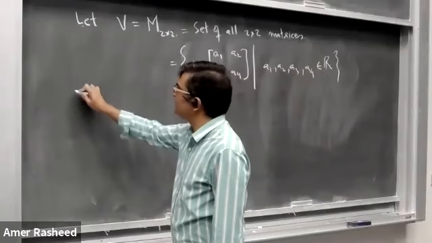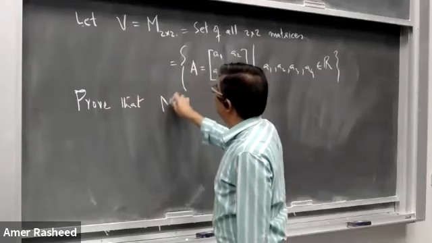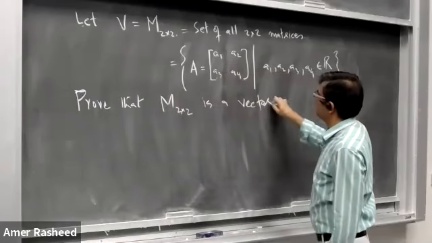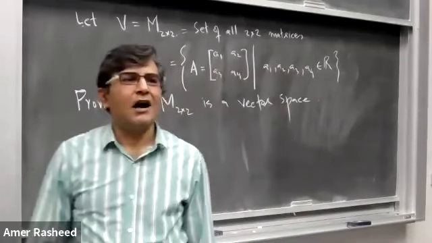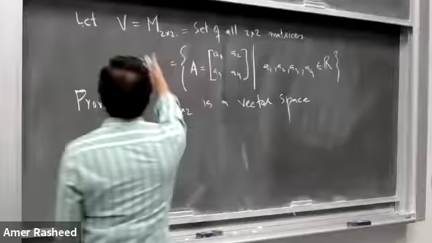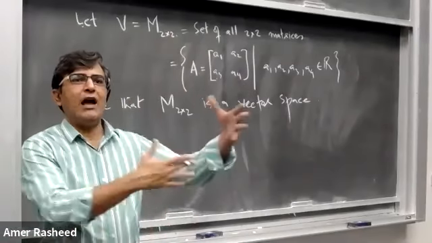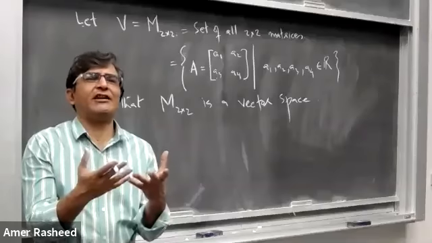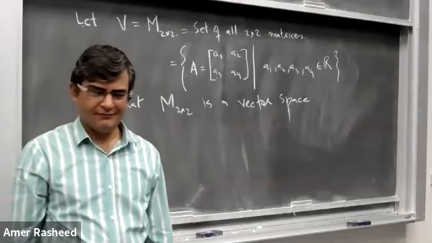Prove that M22 is a vector space. Shouldn't V be a vector space? Yes. Not V, M2 is 2 cross 2 basically. Now we are changing V to M2, 2 cross 2. Okay. V is a general name for a vector space because vector space starts with the letter V.